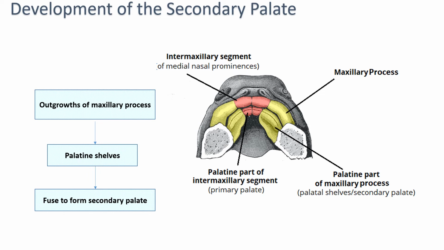So palatine shelves, or palatal shelves. And these palatal shelves start to grow toward each other. And at the same time that these palatal shelves start to grow towards each other, a few things also start to happen simultaneously to allow these palatal shelves to reach each other, because they're growing towards each other. Other things need to happen for them to actually be able to reach each other and fuse with each other.